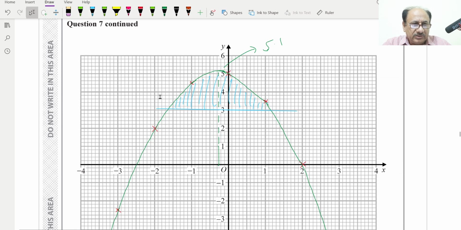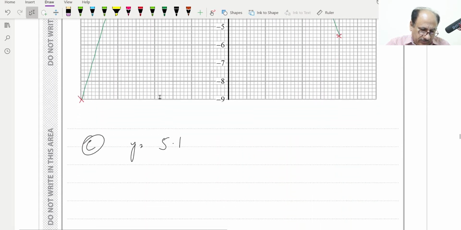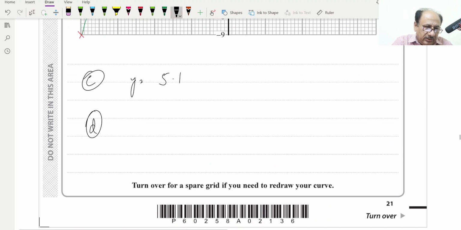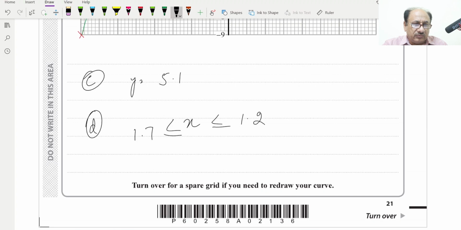So our answer will be, from this section it should be roughly 1.6 or 1.7. So I will take roughly minus 1.7, and this side is roughly closer to 1.2. So for part D, we can write the answer as x is greater than or equal to minus 1.7 and less than or equal to 1.2. This will be the range.